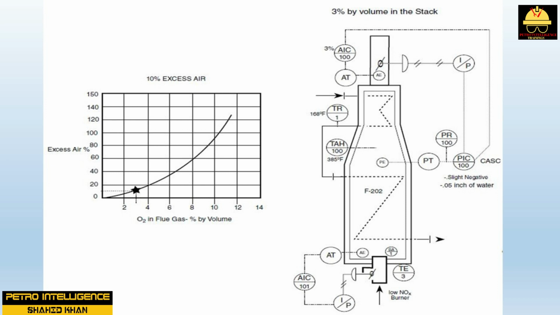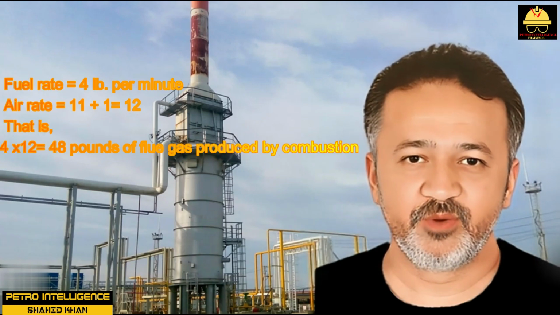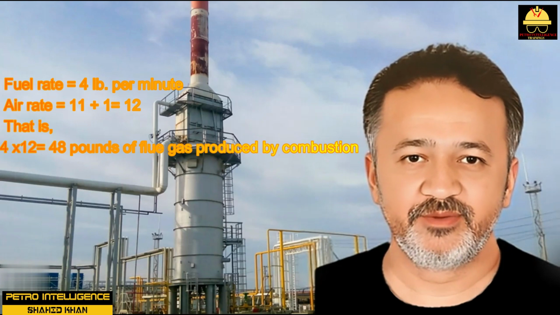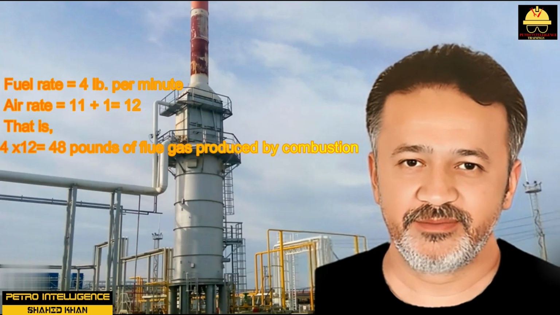Theoretical air can be indicated in terms referred to as air-to-fuel ratio. When the air is specified in terms of air-to-fuel ratio, the amount of combustion air is calculated by adding 1 to the ratio and multiplying the result times the fuel rate. If the ratio is 11 and the fuel rate is 4 pounds per minute, this can be expressed as follows. Fuel rate equals 4 pounds per minute. Air rate equals 11 plus 1, which is equal to 12. That is, 4 times 12 is equal to 48 pounds of flue gas produced by combustion.